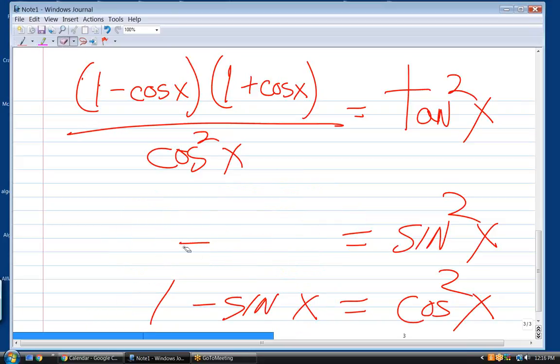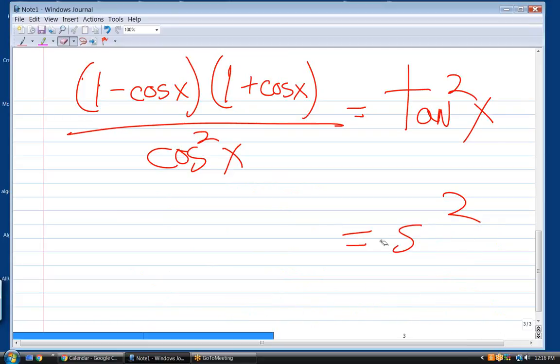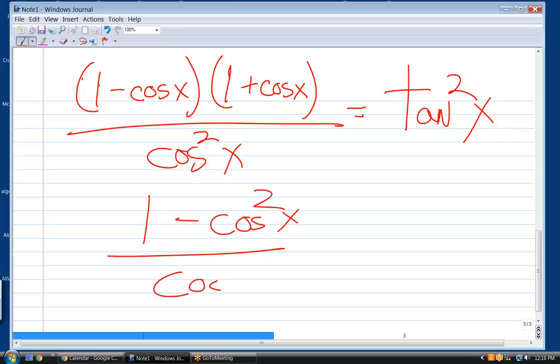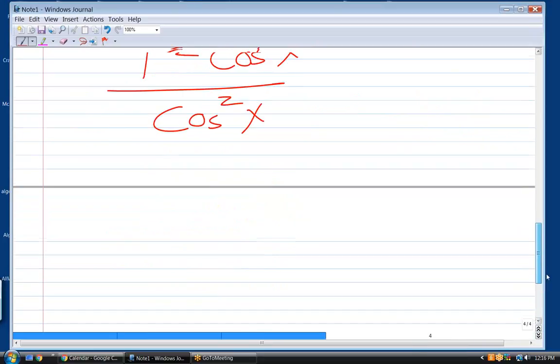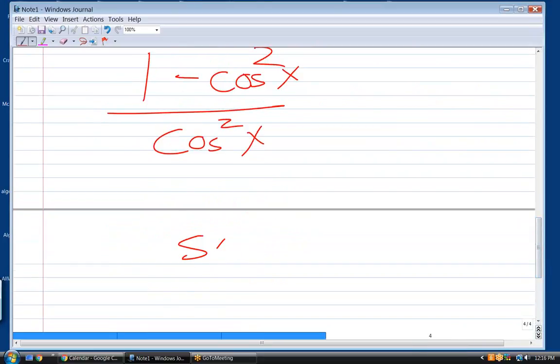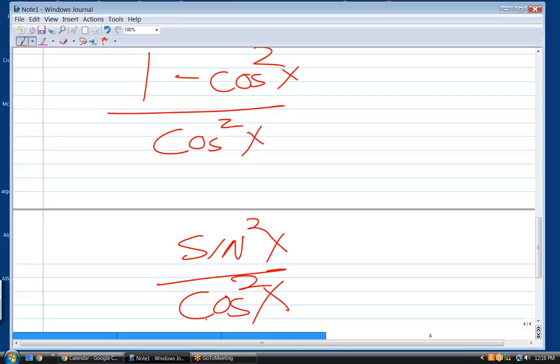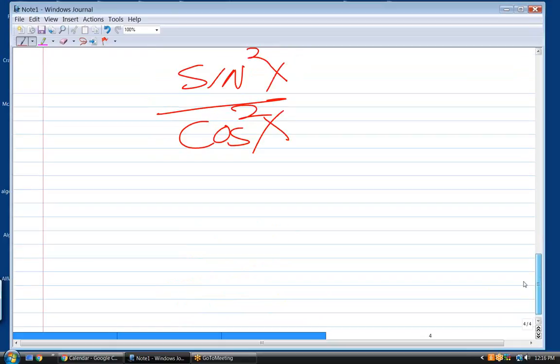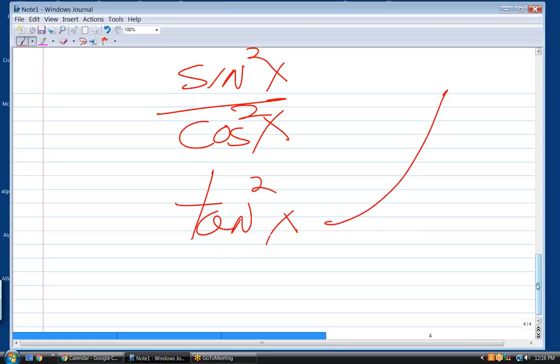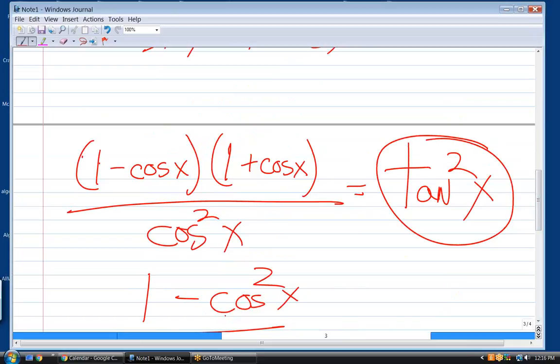So now I can replace that entire numerator, and I would typically do it in 2 steps. In other words, I would do this, and then I would replace it with sine squared x over cosine squared x. What's that? That would be tangent squared x. And that's what was on our right side all along. Tangent squared x.